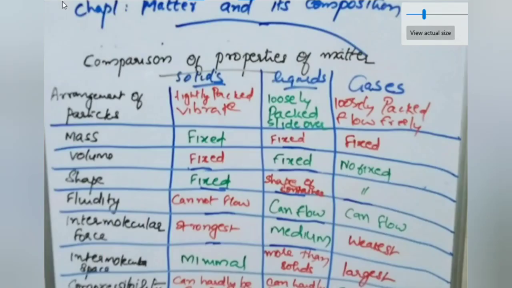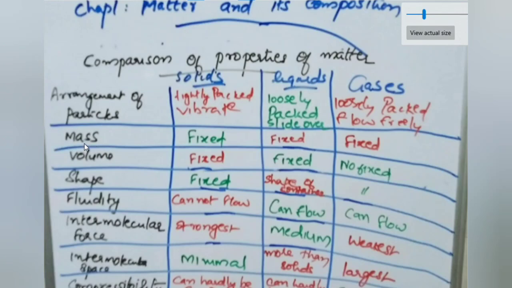Comparison of the properties of matter. What are the three states of matter? Solid, liquid, and gases. Until now we have studied the arrangement of particles. See how they are placed in solids: tightly packed and vibrating. In liquids, they are loosely packed and slide over one another. Consider gases: they are also loosely packed and will be flowing freely.